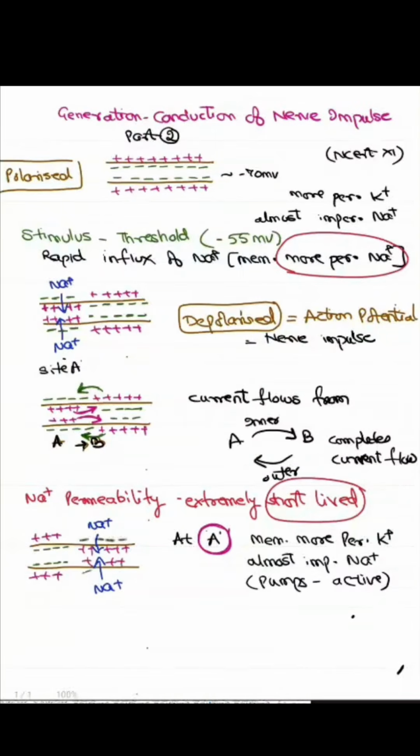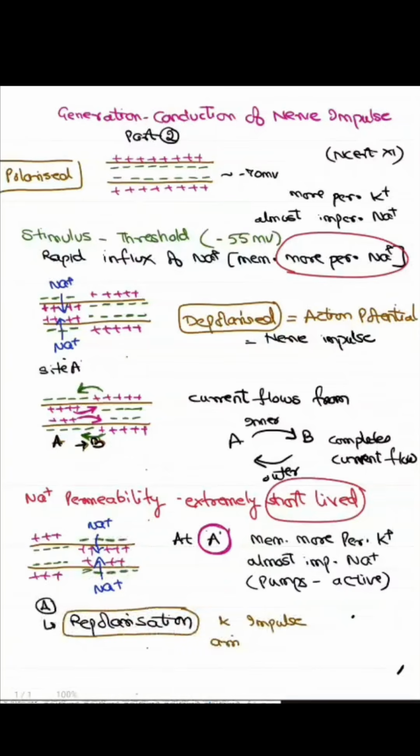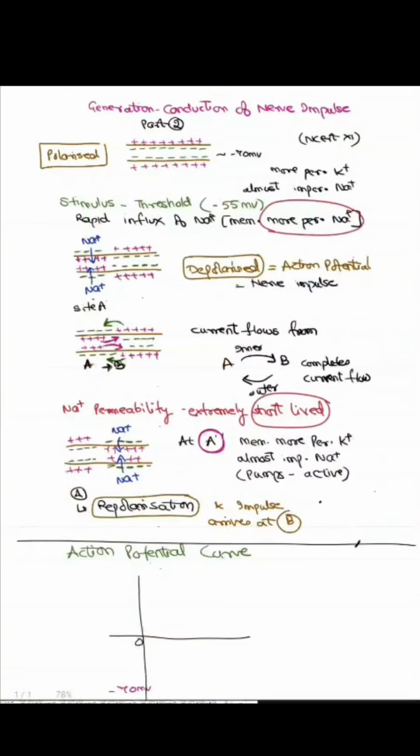So, site A has regained its polarity, called repolarization, whereas the stimulus has now moved to site B, where site B has become more permeable to sodium. We can show this in the form of the action potential curve as well, where you can see the upper part of the graph is called depolarization, reaching the positive, and the lower part is called repolarization, coming back to the normal condition. Hope you have understood.